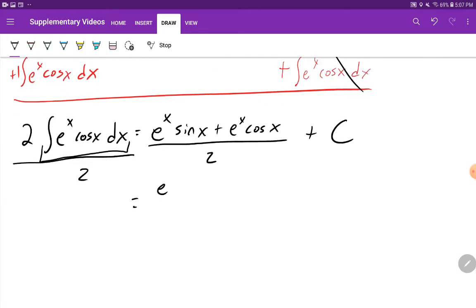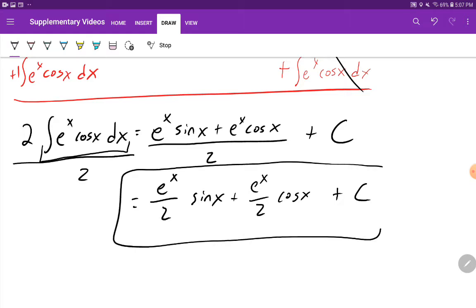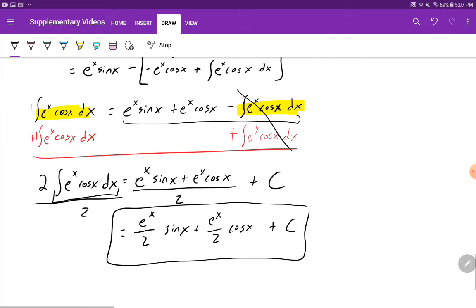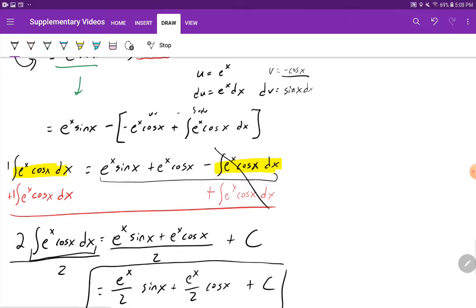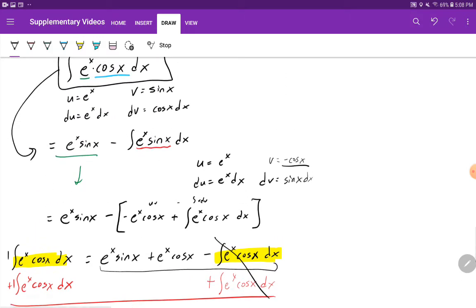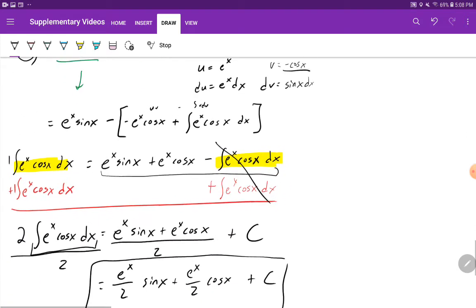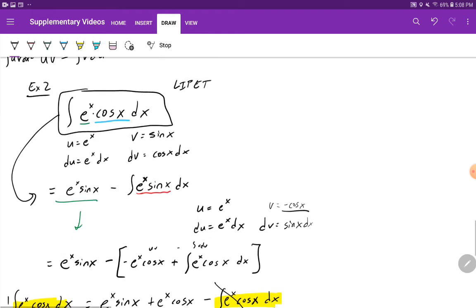You can clean it up a little bit. E to the x over 2 sine of x plus e to the x over 2 cosine of x plus c. This is it. We did it. We solved the integral by pushing through, even though the chips were down and life told us that things were too hard. All right, I'm too tired for that. All right, so yes, that's it. That's the grit method, right?